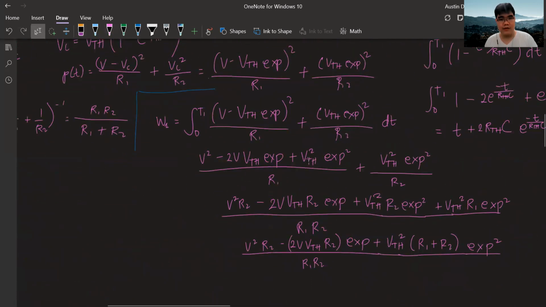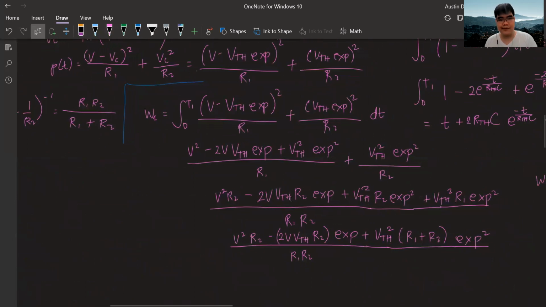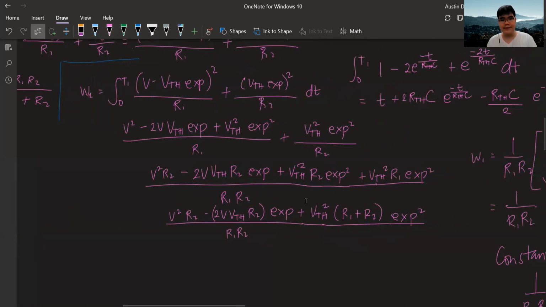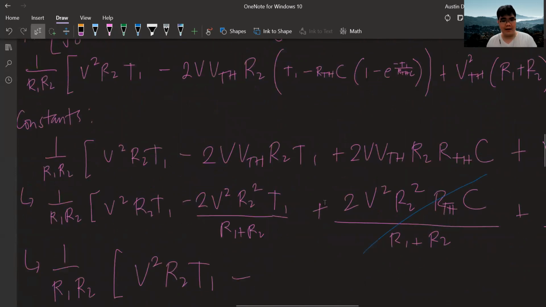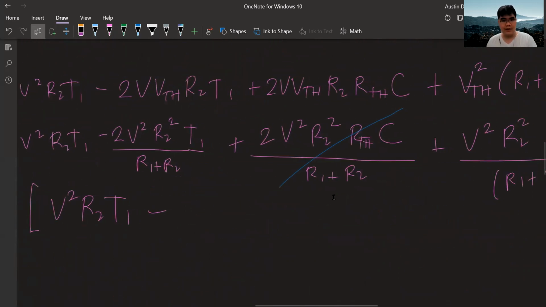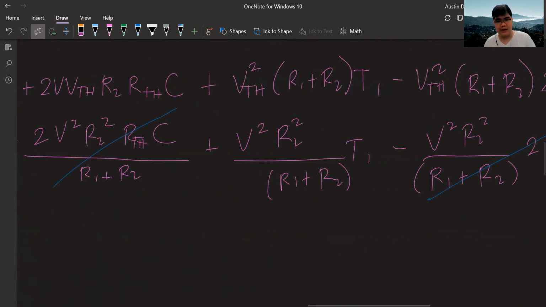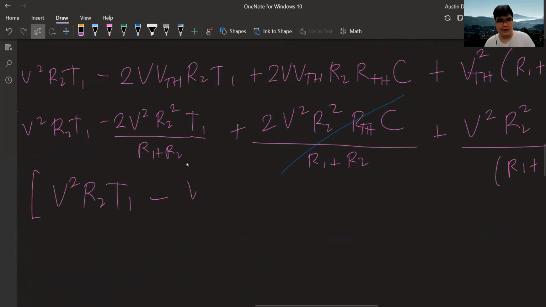So where did that come from? Dito, okay. Okay, makes sense. Okay, so going back. So there's nothing we can do about it. Bawasan natin ng isa. Gets naman kung bakit, kasi dalawa ito. So this is V squared R2 squared T1 all over R1 plus R2.